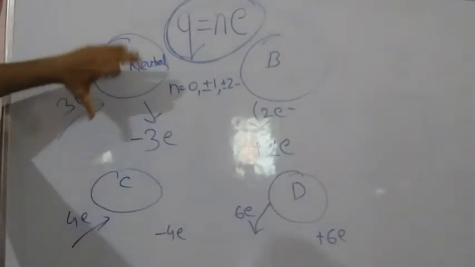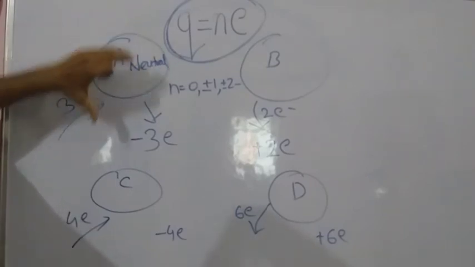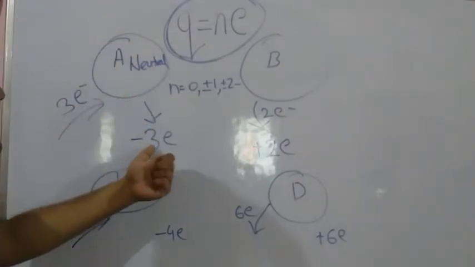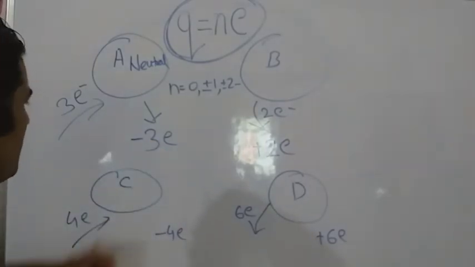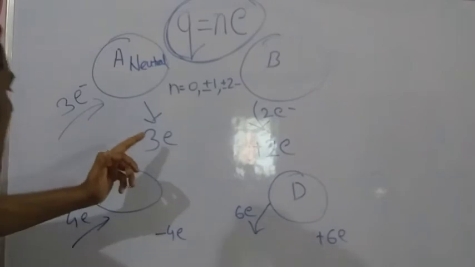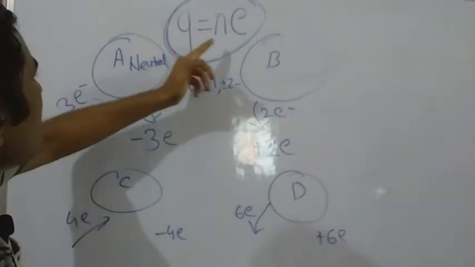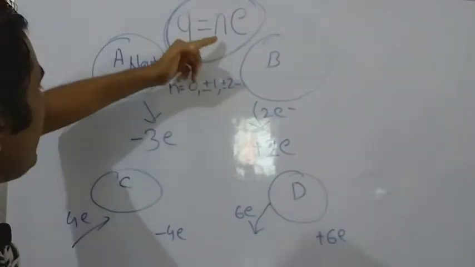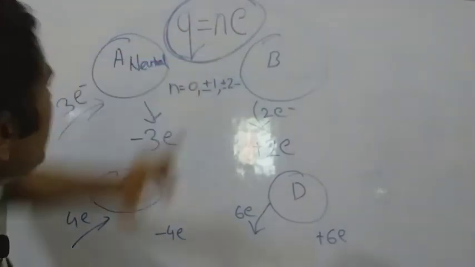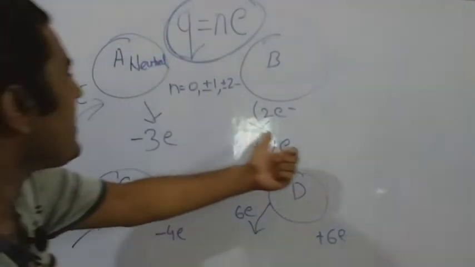Now let's look at this one. Look at this object A. The charge of A is minus 3e, and minus 3 is an integer. Now look at this equation: n here is minus 3, so the charge on this body is minus 3e. Clear?